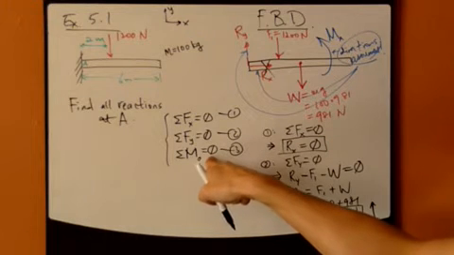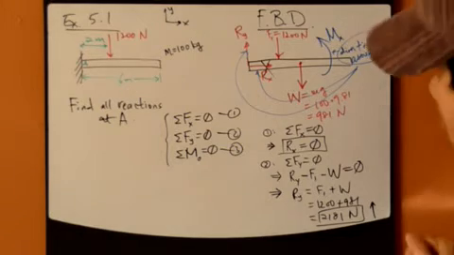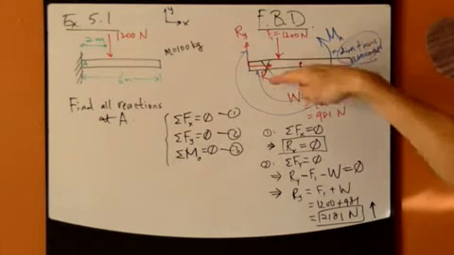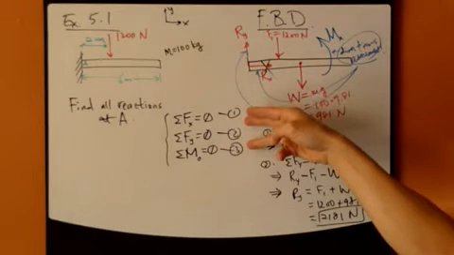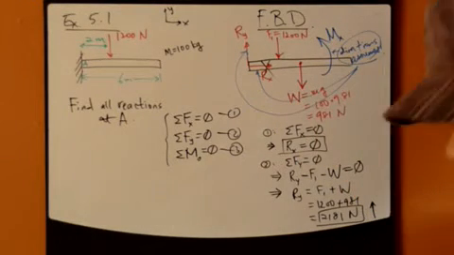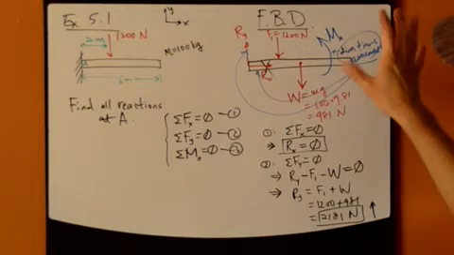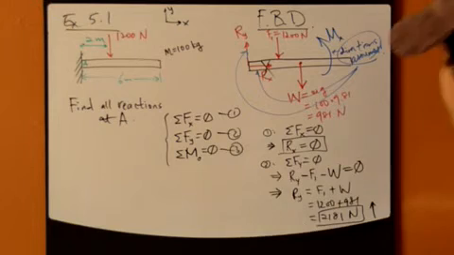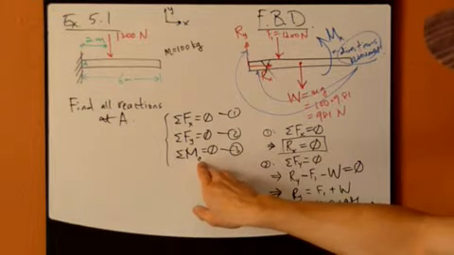Well, let's apply the last equation. By the way, you realize that we have three unknowns here, Rx, Ry, and MA, and we have three equations. So three unknowns, three equations, mathematically we're okay. You can never have more unknowns than available equations. So let's look at this last equation, sum of moment. Which point are you going to sum moment about?